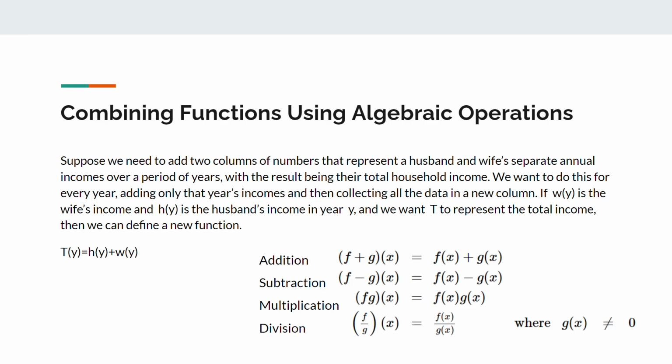First of all, let's suppose we need to add two columns of numbers that represent a husband's and wife's separate annual incomes over a period of years, with the result being their total household income. We want to do this for every single year, adding only that year's income and then collecting all the data in a new column. If W of y is the wife's income and H of y is the husband's income in year y, and we want T to represent the total income, then we can define a new function: T of y is equal to H of y plus W of y.